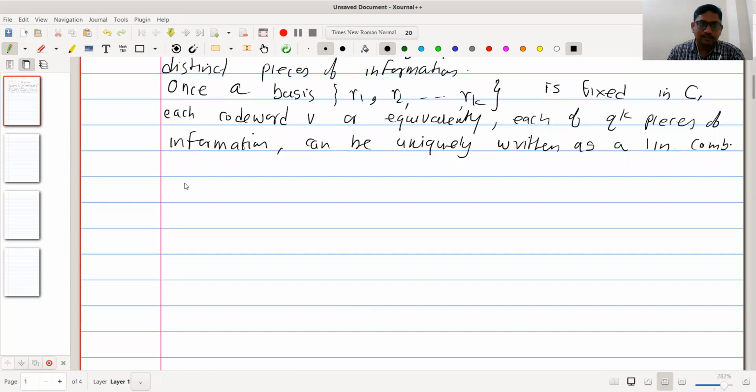How can it be written? V is one code word, one representative. We can find the scalars u1, u2, and uk, since dimension is k and the basis has k vectors, such that V can be written like this, where u1, u2, u3, uk are scalars from the field. Scalar means from the field.